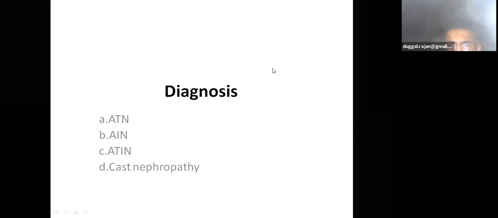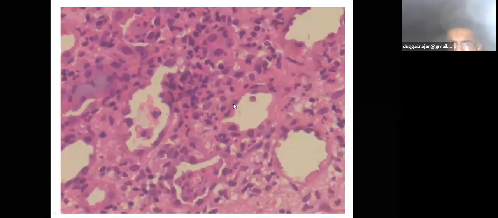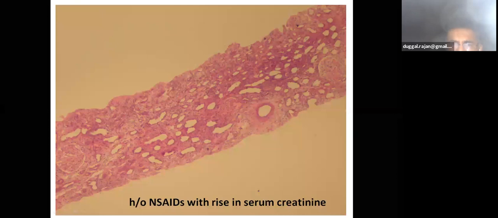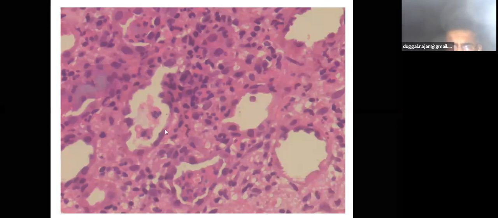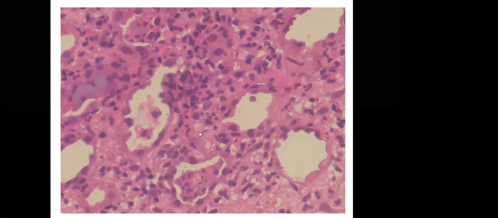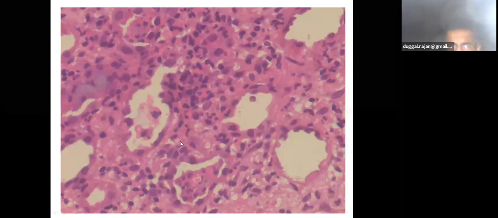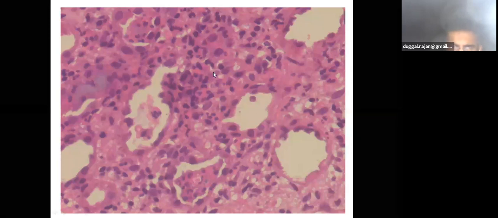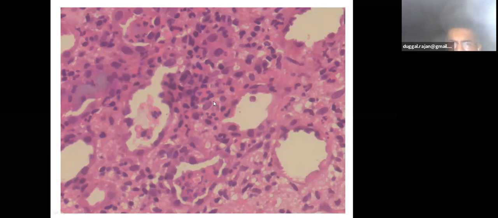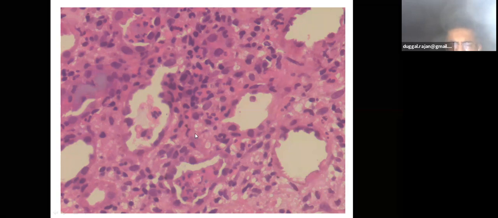So you can see these are the tubules, they are separated, so there is interstitial expansion. Now if you go to this magnification, you see infiltrate in these tubules. Since there is acute tubular injury, along with acute tubular injury there is interstitial inflammation, so it becomes acute tubular interstitial nephritis. Had the tubules been absolutely fine with interstitial inflammation, you label it as acute interstitial nephritis. And if there is no interstitial inflammation, only ATN, you label it as acute tubular injury or acute tubular necrosis.